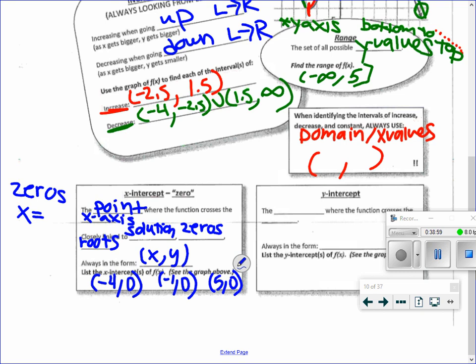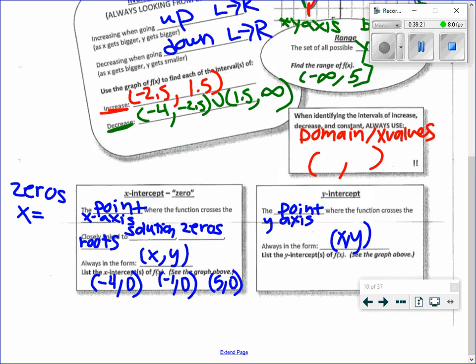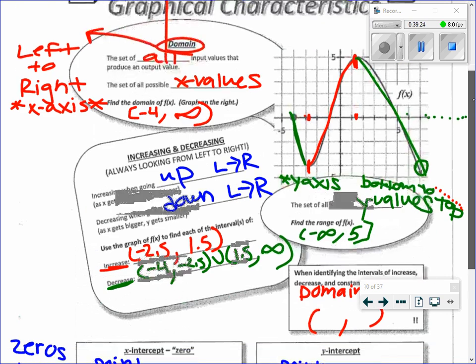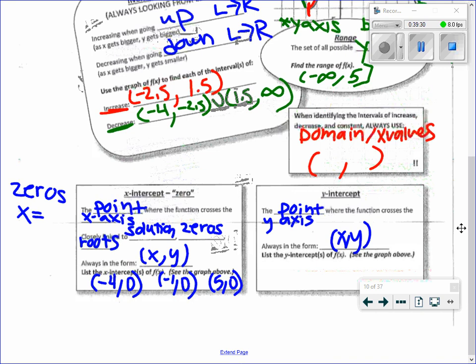All right, so your y-intercept is going to be the point where your graph crosses what? The y-axis. And we are always going to write y-intercepts as ordered pairs as well. So in that form, x comma y. So let's look at our graph to see where the y-intercept is. So where's our y-intercept? 3. So what is that as an ordered pair? Good. All right, any other questions before we move on? Okay, so let's keep moving.